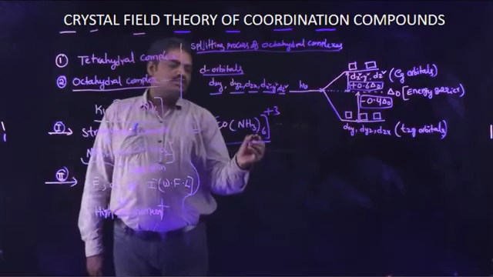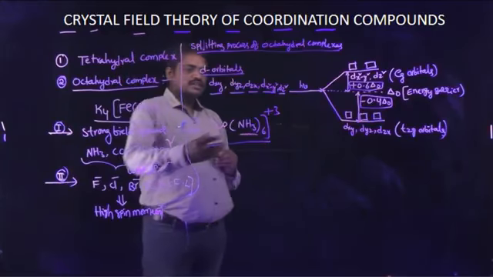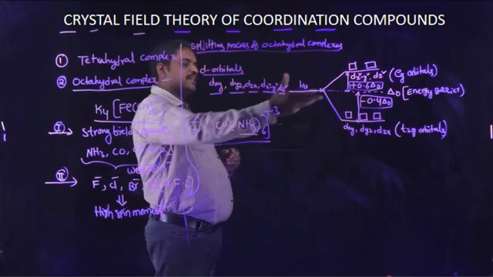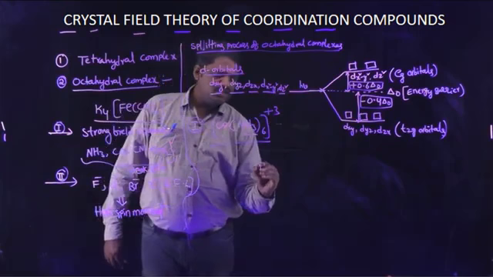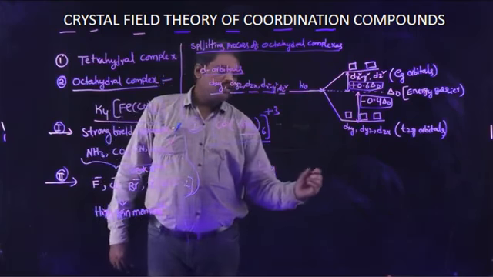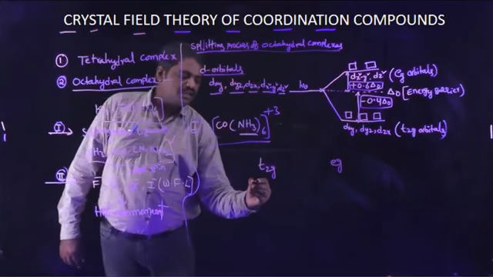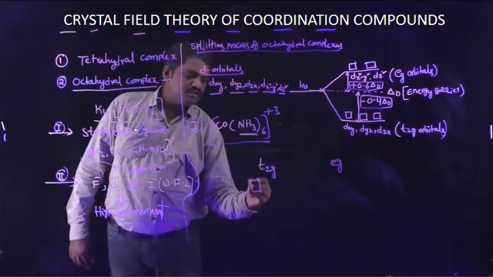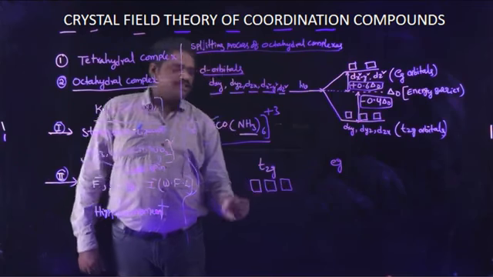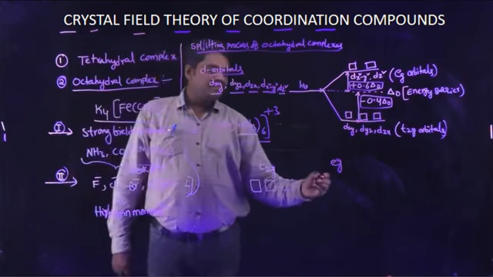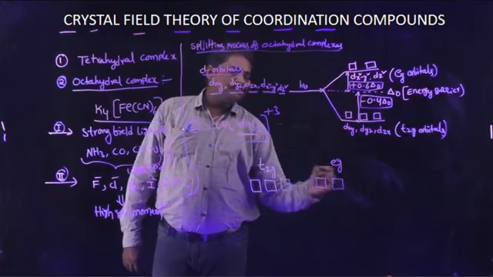So these ligands are observed. This is a strong field ligand. In this coordination compound, the splitting process is observed: first the t2g orbitals and eg orbitals. The t2g orbitals are 3 degenerate orbitals: dxy, dyz and dzx. The eg orbitals are 2 orbitals.